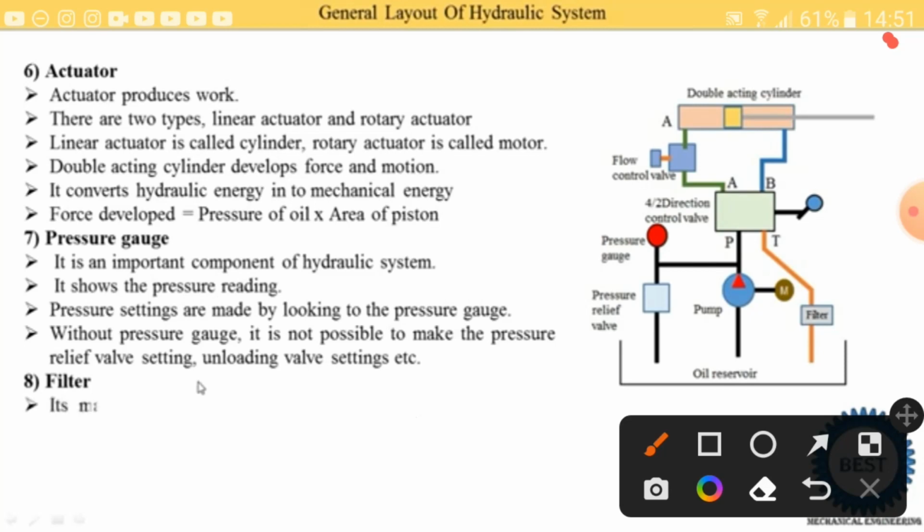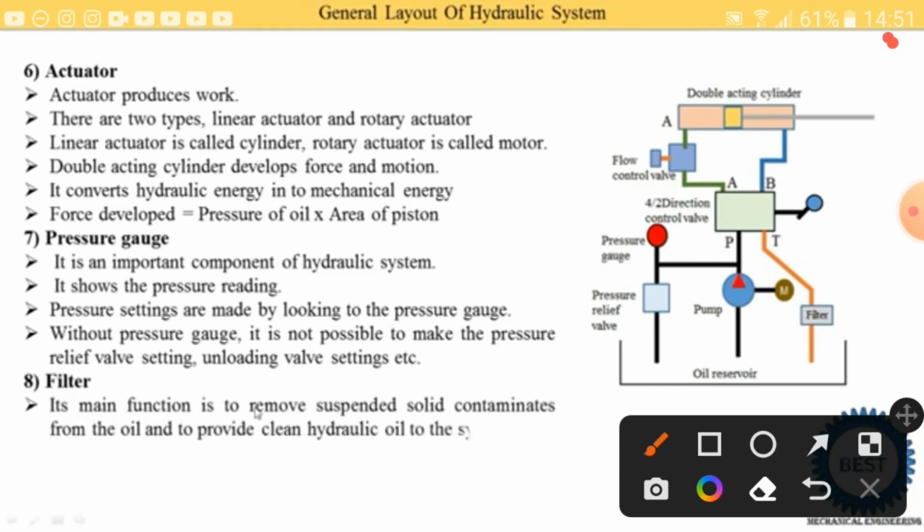And the last component is the filter. The main function is to remove suspended solid contaminants from the oil and to provide clean hydraulic oil to the system. So the filter is generally used to remove suspended solid contaminants from the oil and supply clean oil to the system. In some books the filter is provided in the return pipe, and in some books it is put in the supply pipe of the pump. Both locations are correct. You need not be confused about it.